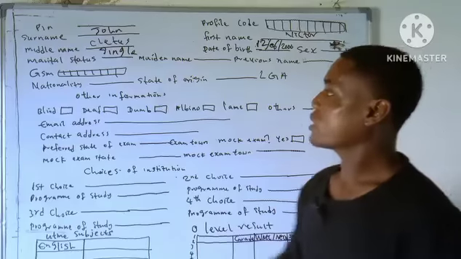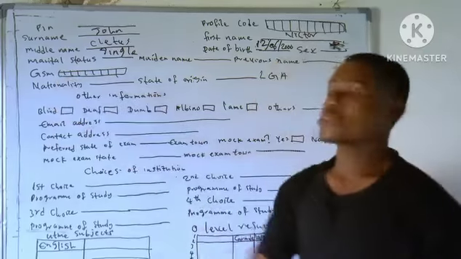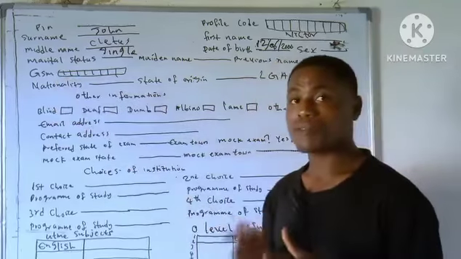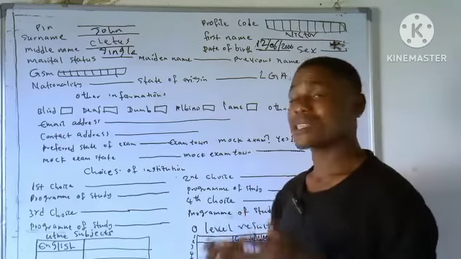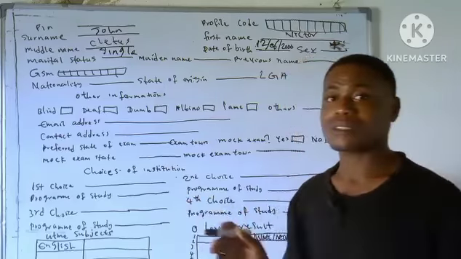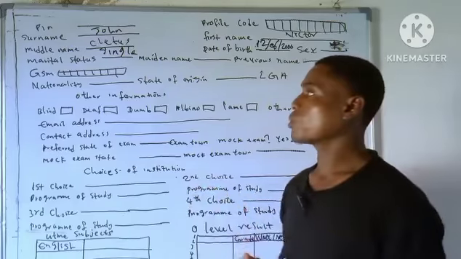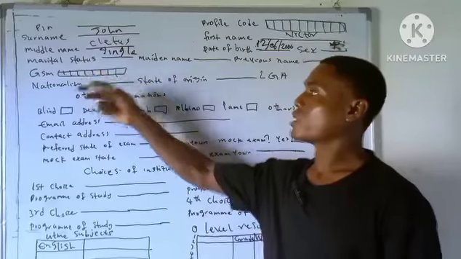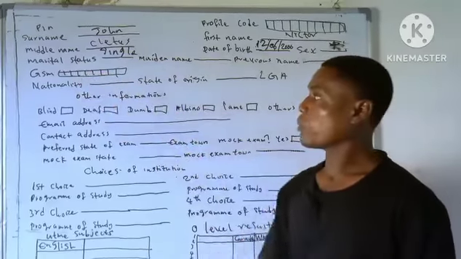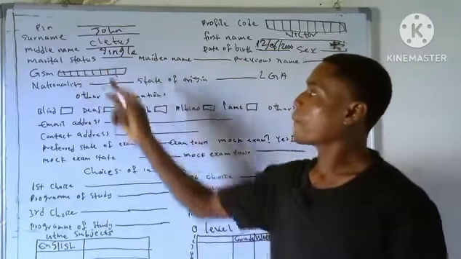Are you getting it? Then your GSM is talking about your phone number. Make sure you write your active phone number. Don't write anyhow number. Okay, write your active phone number. So you know what to write. 081. You know your phone number. Write your phone number here.